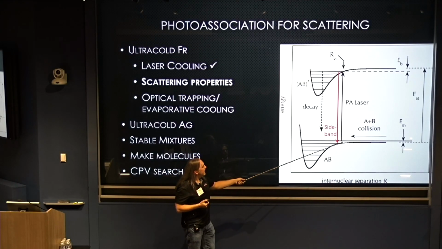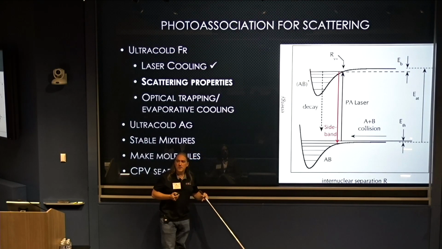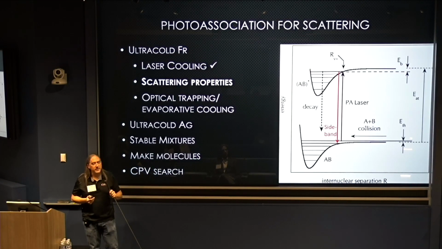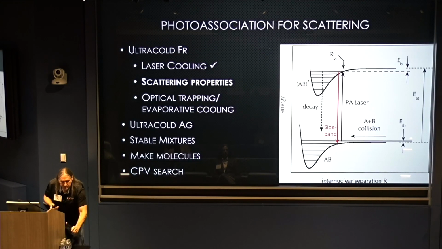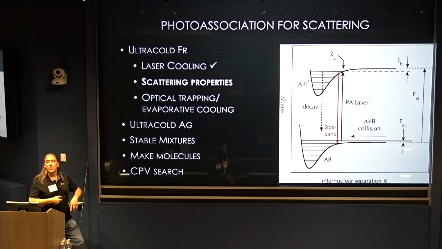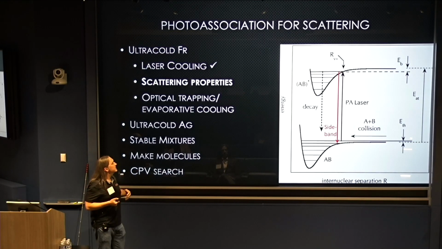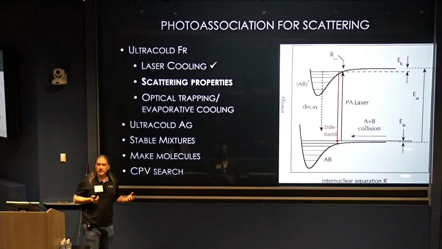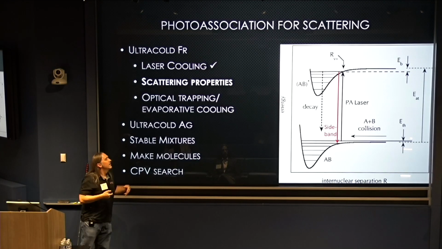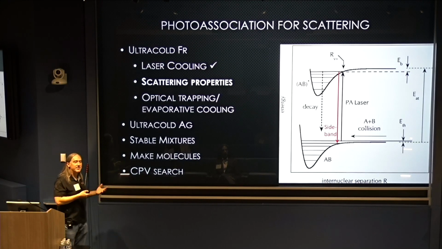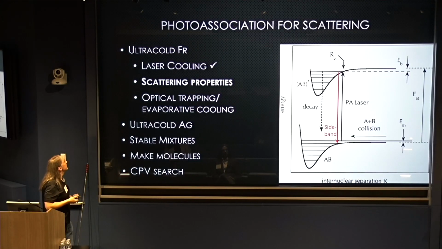It turns out the scattering properties of two atoms with each other are very closely tied to the position of the least bound molecular level. So we want to find those least bound molecular levels and then talk to theorists like Svetlana to be able to extract the scattering properties, both the scattering length and the positions of Feshbach resonances that we can use if the scattering length is not to our liking.